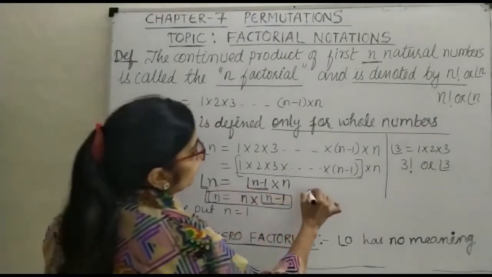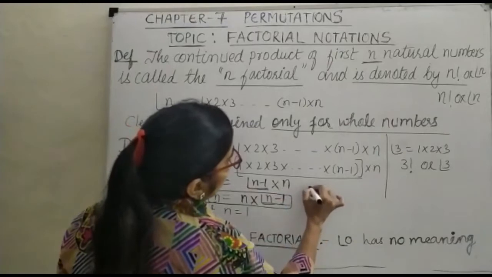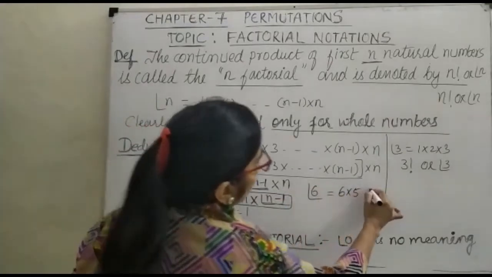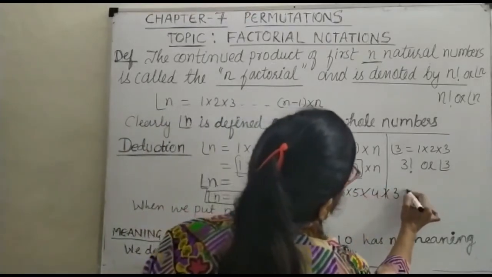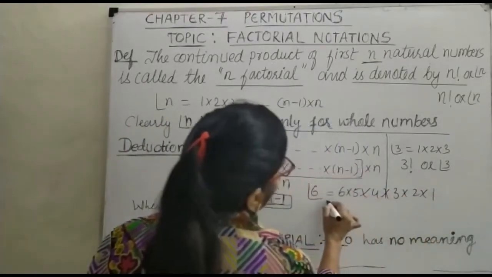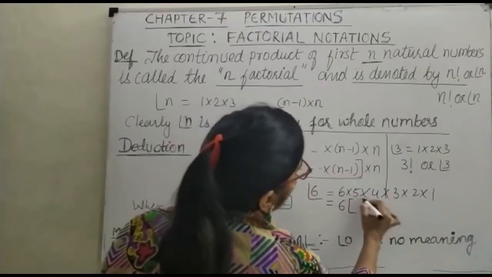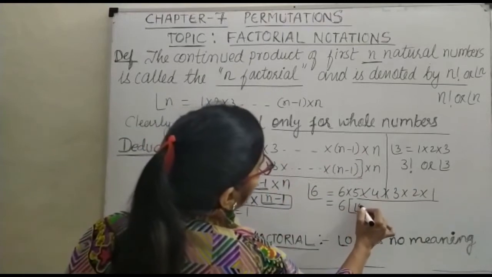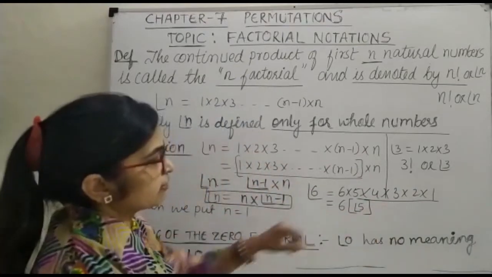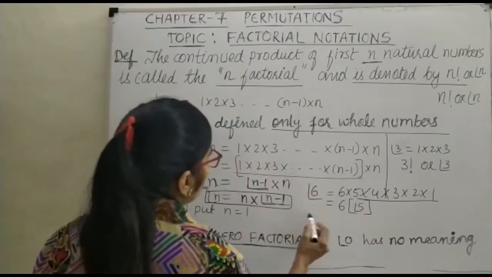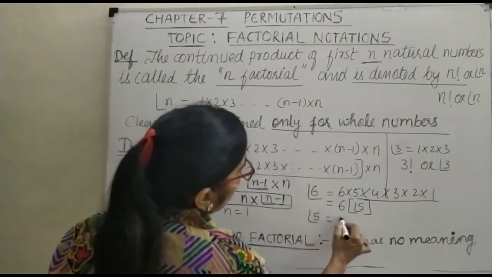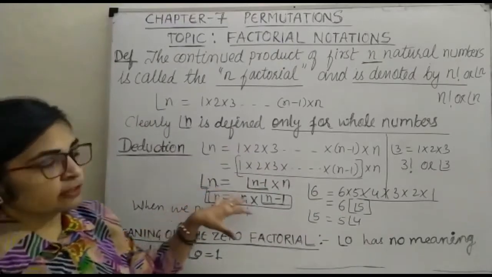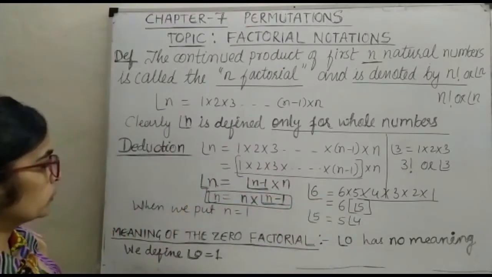Suppose you have to find 6 factorial. So you can write 6 into 5 into 4 into 3 into 2 into 1. Now you just take 6 here. All the other numbers together can be written as factorial 5. So 6 factorial can be written as 6 into factorial 5. Similarly, factorial 5 can be written as 5 into factorial 4. So this is how this formula helps us to work out the question.